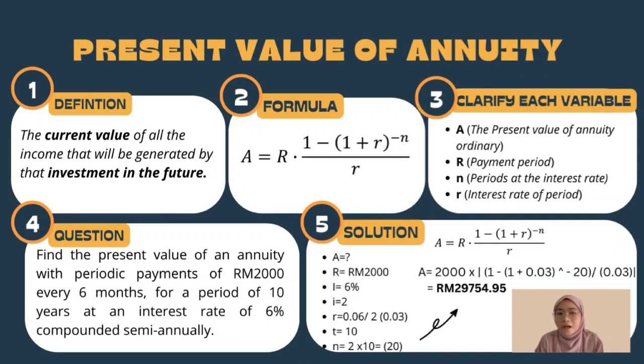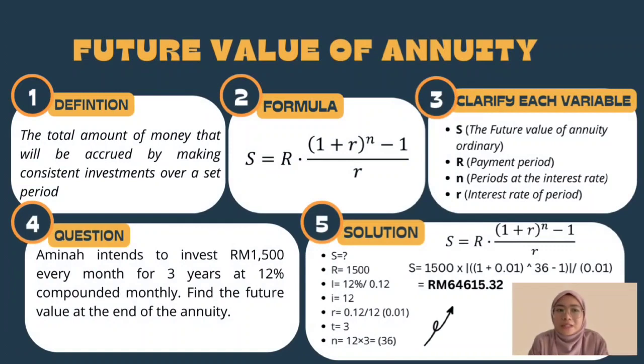After we calculate everything in the formula, we got the answer 29,754 ringgit 95 cents. So we got this answer for the present value of annuity. This is the formula for how we find the present value of annuity.